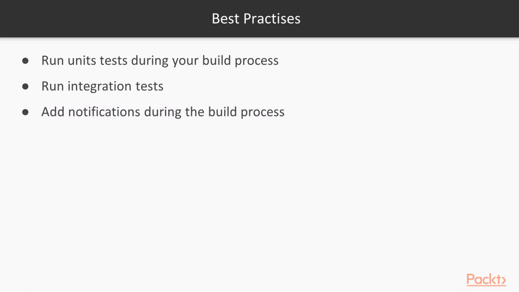Add notifications during the build process. So in case the process fails, again, since this is an automatic procedure, you need to be notified. So ensure the correct people have been notified if there is a failure in the build process. If you're using AWS, you can use CloudWatch events along with Lambda to trigger these notifications.